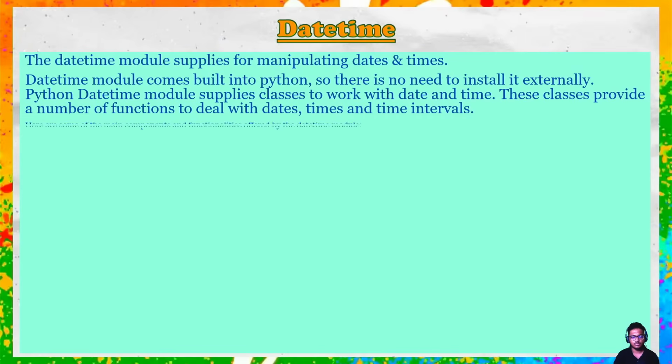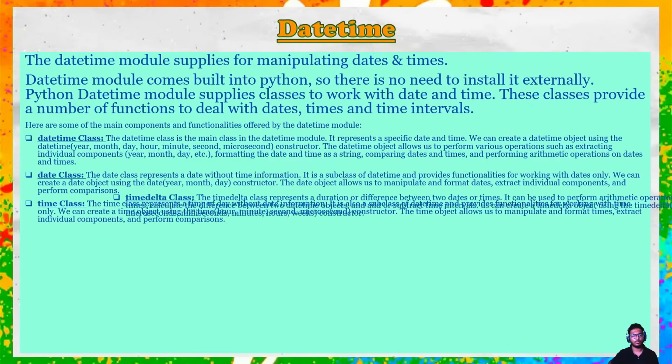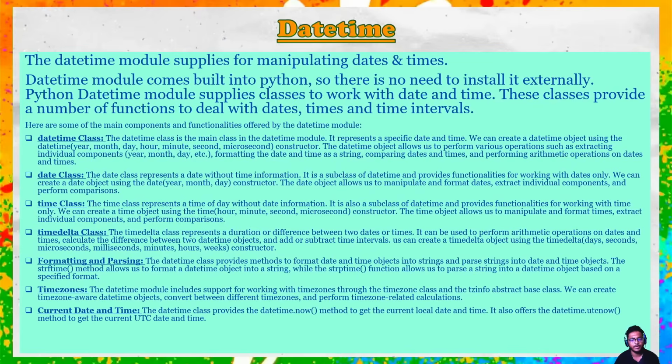So yeah, here are the main components and functionalities offered by the datetime module, which are the datetime class, date class, timedelta class, formatting and parsing, then time zones, current date and time. So yeah, this is all about the datetime library. Moving on to the next slide.